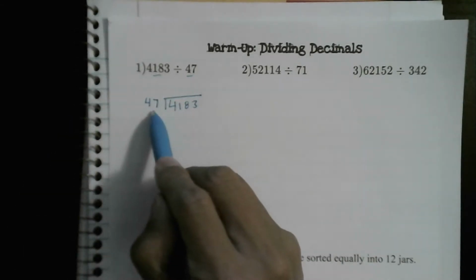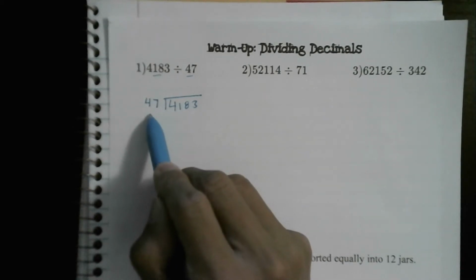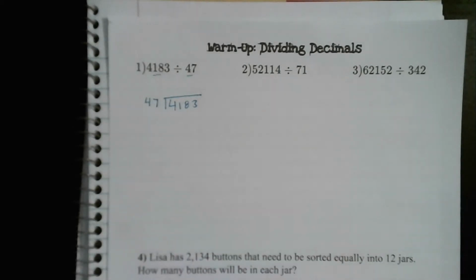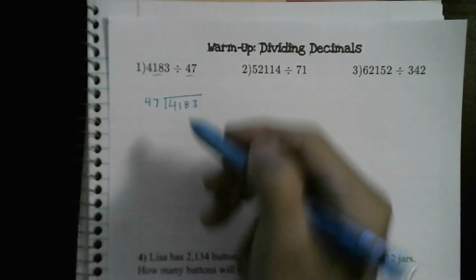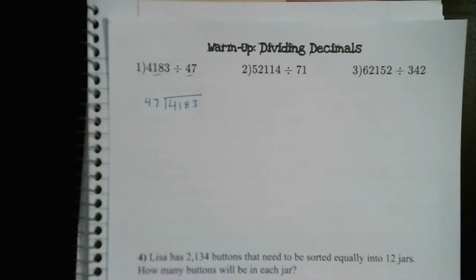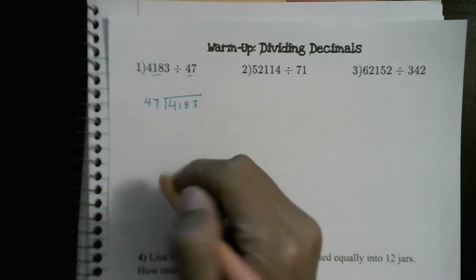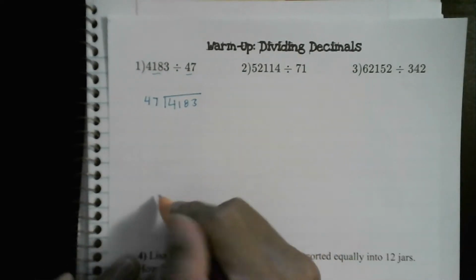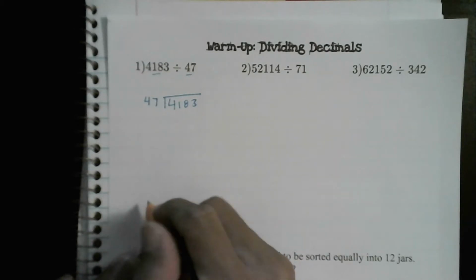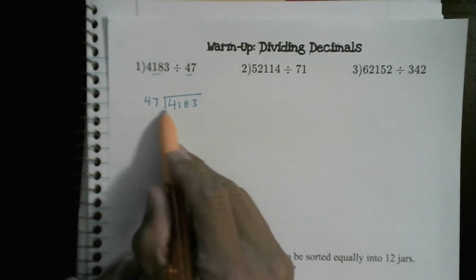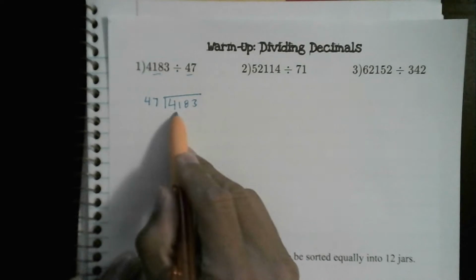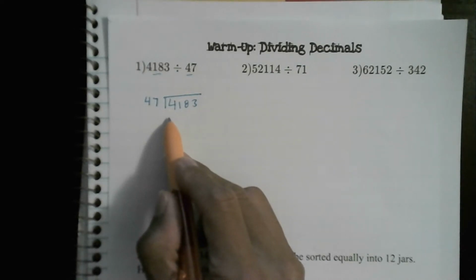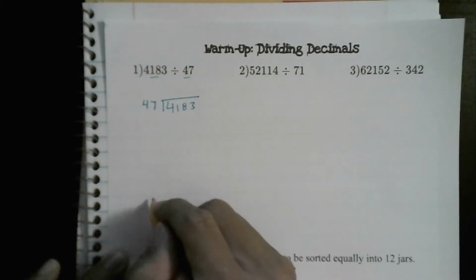So does 47 go into 4? No. Can 47 go into 41? No. Can 47 go into 418? Yes, it can. Now, how many times? I don't really know. So you're going to have to do some side work. I'm going to guess maybe, and I'm going to write it on the bottom, because 47 times 10 would be 470, and that's way too much. So I'm going to guess maybe 8 times.